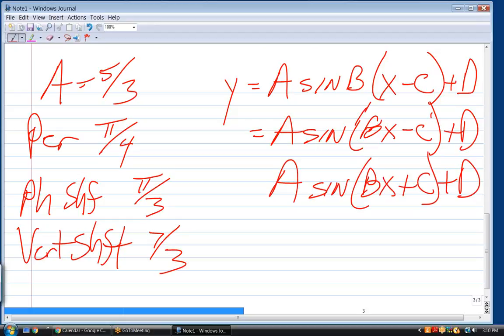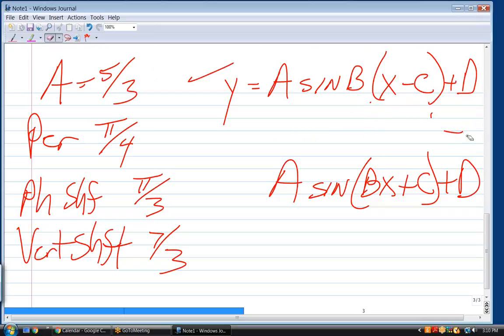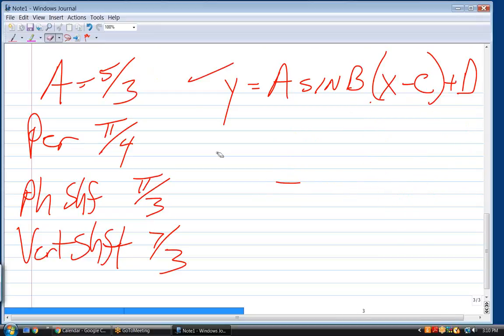It doesn't matter which one you use, but it's very important to determine period and phase shift depending on which one of these you're using. The top one's the most common, so that's what I'm going to use.